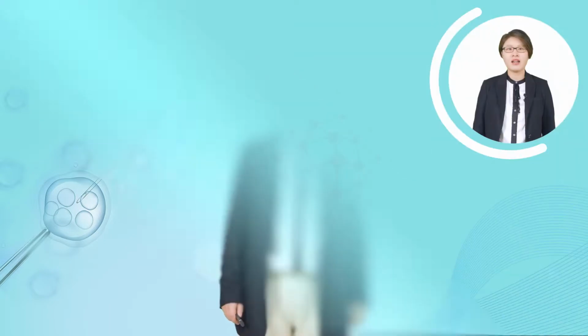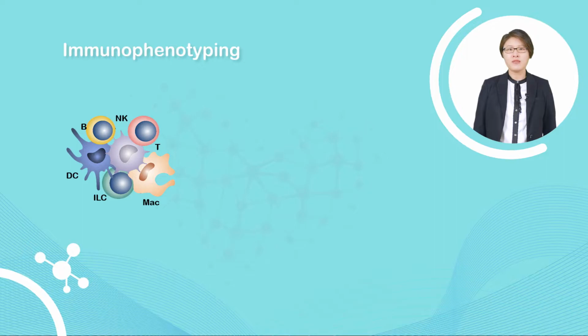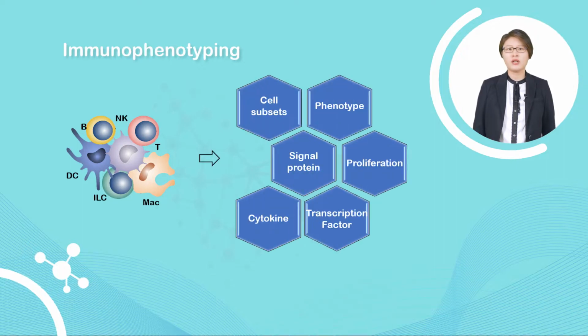In this chapter, I'm going to talk about immunophenotyping and cell sorting. Immunophenotyping: the phenotypic and functional analysis of immune cells includes the detection of cell type, phenotypic characteristics, cell activation, cytokine production, transcription factors, and other functional molecules.